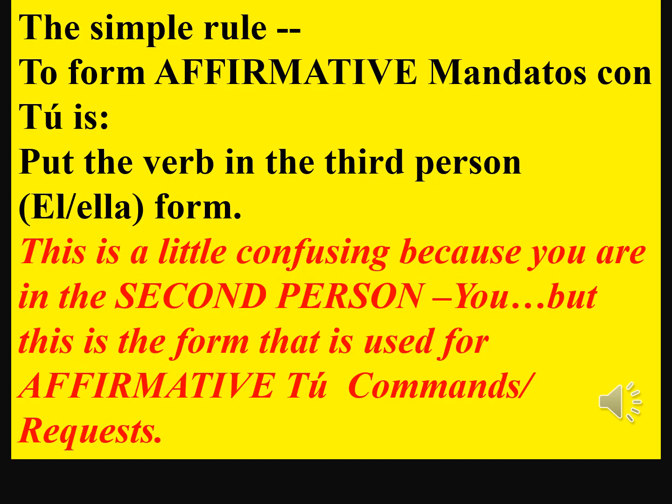So the rule for the regular circumstances is to just take the verb and put it in its third person singular form. That is the él or ella form. So that is confusing because remember, these are tú commands. So you're looking at someone, you're saying, hey, you, do this. But we're not using the tú form of the verb. We're using the él or ella endings. I know it's confusing, but that's how it's done.